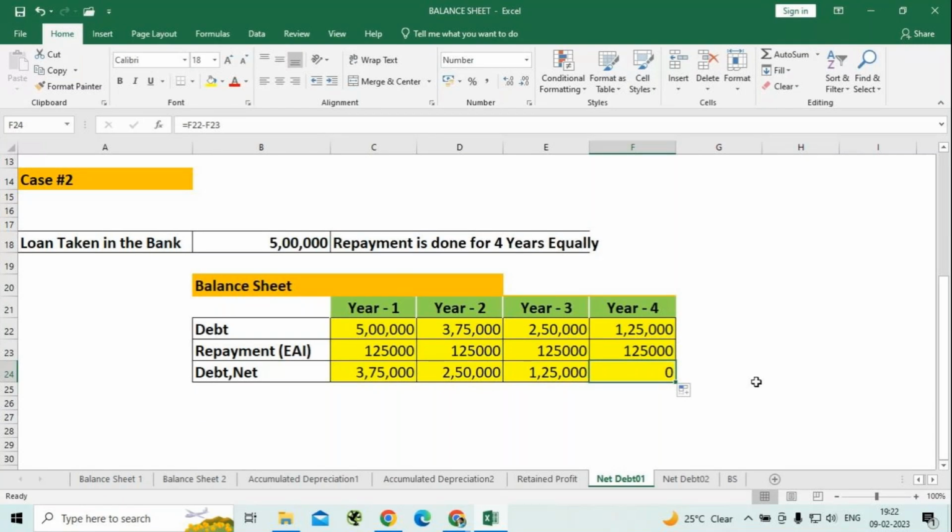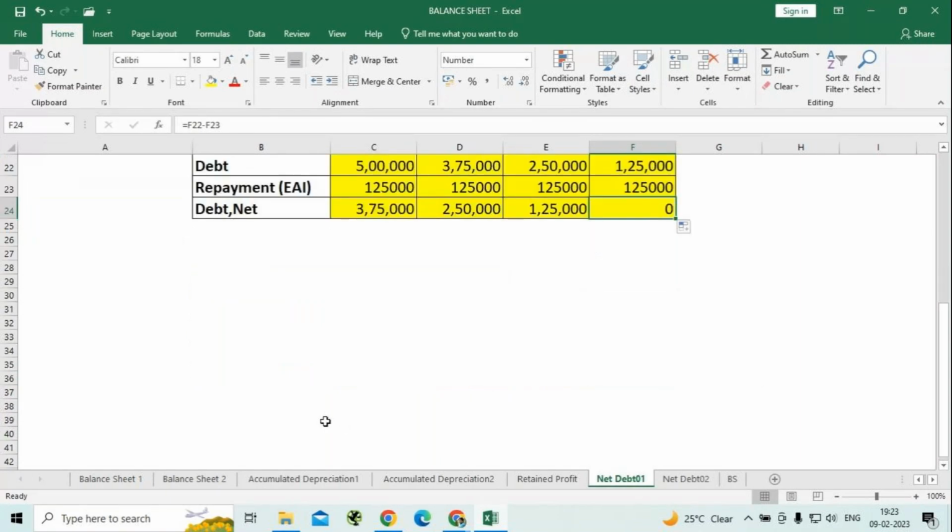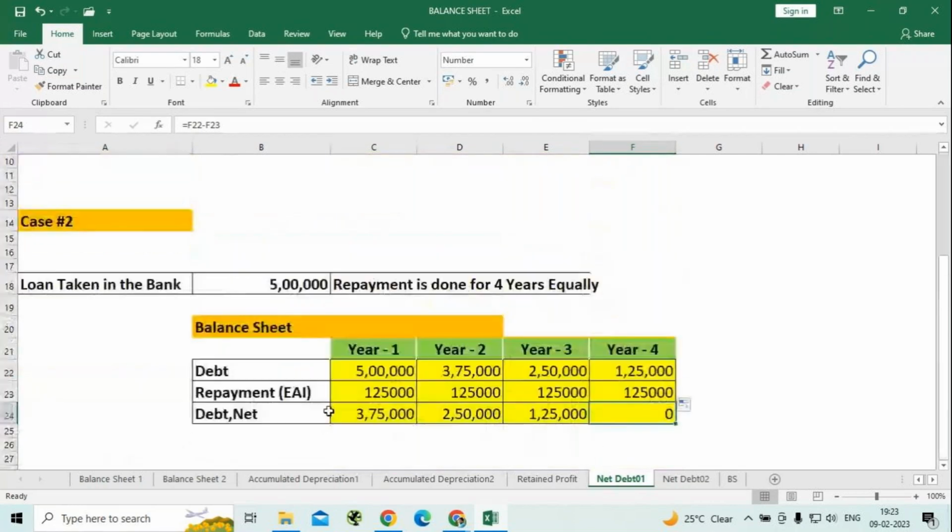In the previous to previous class, when we were doing the debt schedule, we were doing it with EMI, EAI. There we had interest amount and principal repaid, so for that reason we had to calculate EAI with the PMT formula. But here it is straight away given that your repayment is done equally over 4 years. So there is nothing like implementing the PMT formula. So please read the question and then do the calculations. I hope this has helped you understand this.